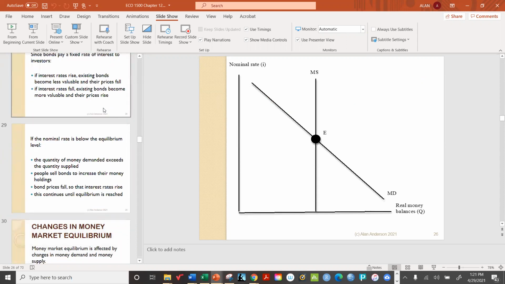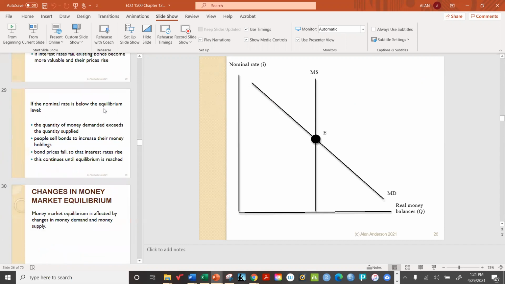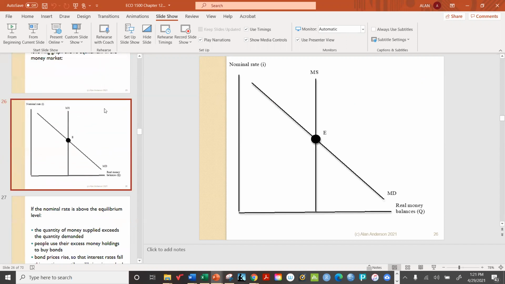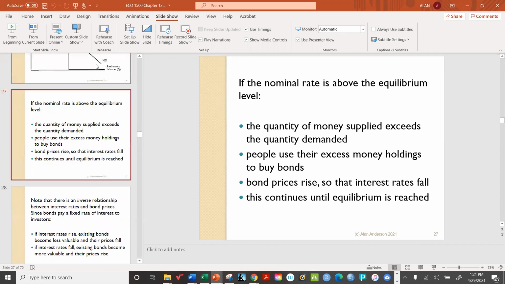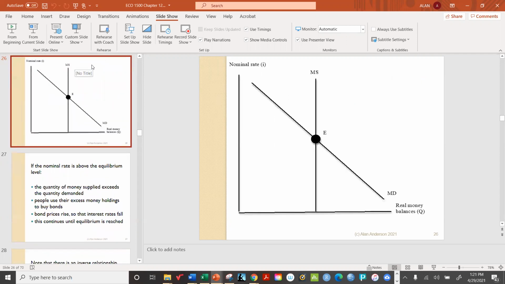Now, what can happen is if we're not in equilibrium, for example, from traditional supply and demand curves, the market is not always in equilibrium. Let's say we're up here somewhere. Let's say right now, the equilibrium rate is 2%. But for whatever reason, the actual rate in the economy is 3%.